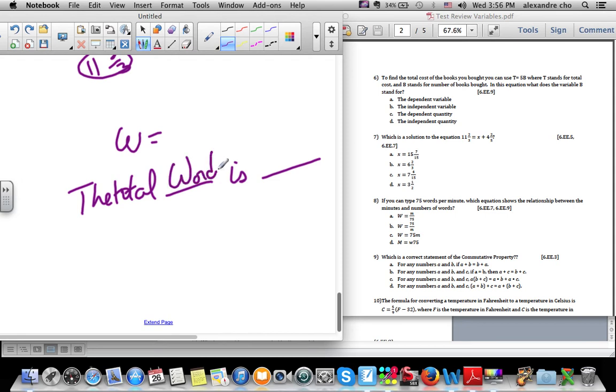So you've got something that looks like this. To find the total number of words, I multiply 75 times m, the number of minutes. My equation, words, we use W, equals 75 times m. So in 1 minute, 75 words, 2 minutes, 150 words, and so forth. And the only equation that looks like mine is letter C.